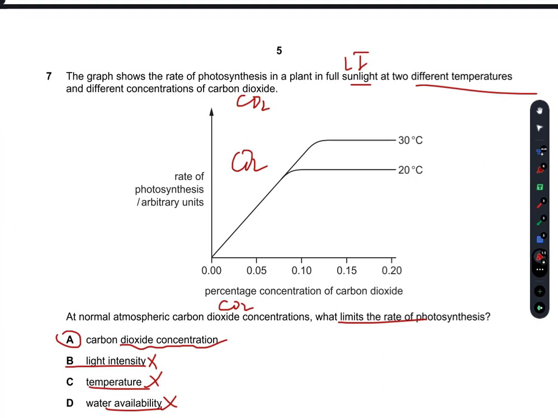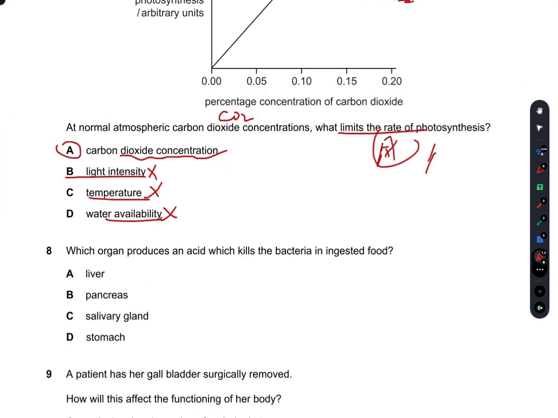CO2 limits the reaction later on. Here, the amount of CO2 limits the reaction later on. Otherwise, it would have been like this, but it starts to limit here. So CO2 concentration, A is the right answer for 7th.